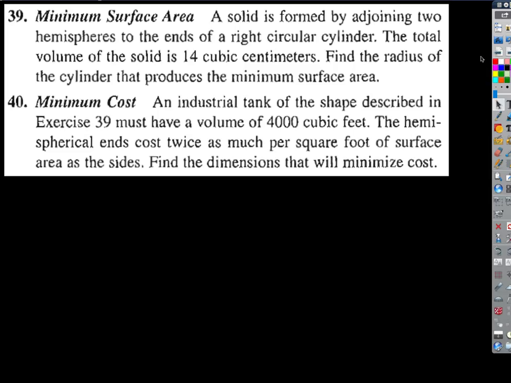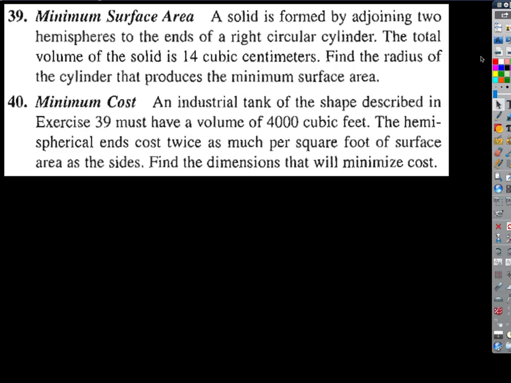So a solid is formed by joining two hemispheres to the ends of a right circular cylinder, right? So it's like, what's that going to look like? It's going to look like a deodorant roll-on. That's what it's going to look like on both ends, right? Does that make sense? Okay. So the total, well, actually, we won't take into account what the total volume is, but the shape is going to be like that, right?